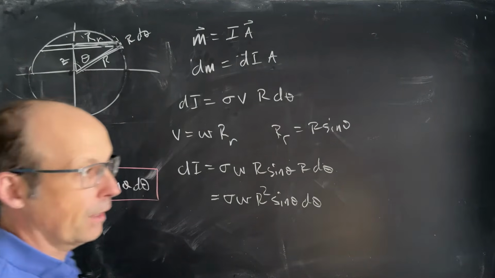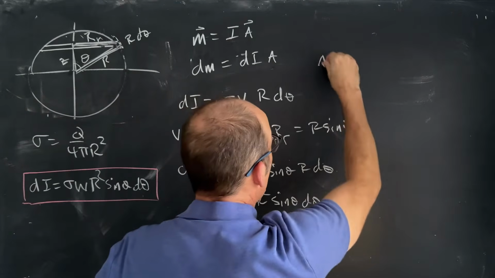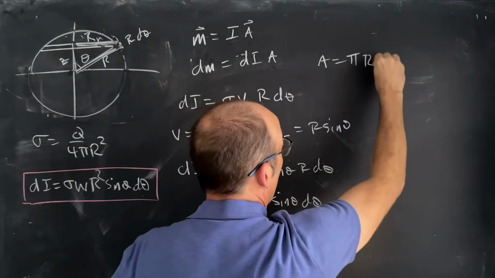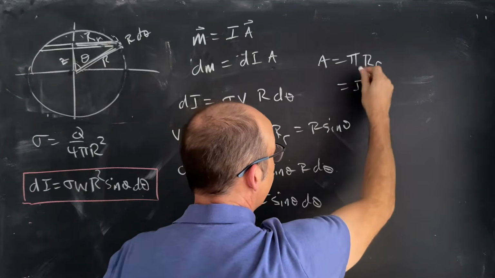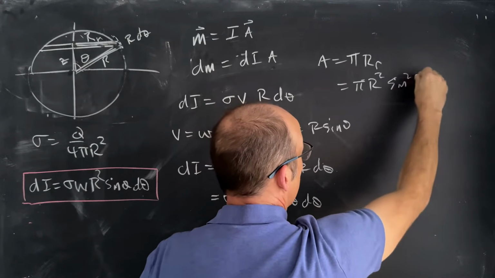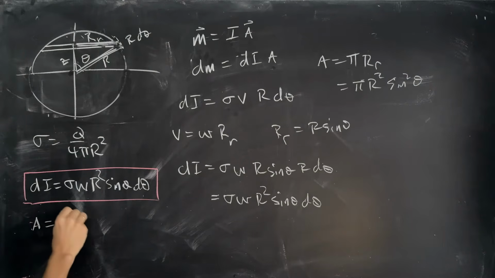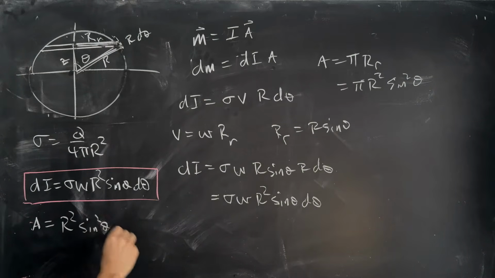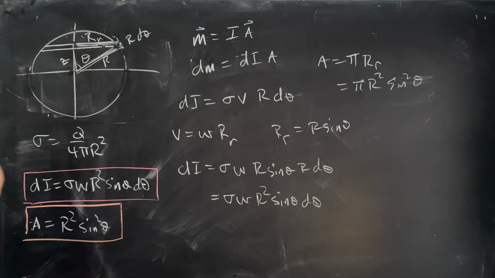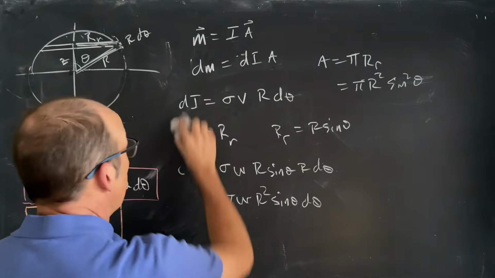Okay. Now we need to get the area. Well, that's not too hard, right? So the area is just going to be pi times the radius of each ring squared, which is r squared sine squared theta. So A is pi r squared sine squared theta. I'll put a box around that one. Look, it's going to be in a different color. See, I bought these colored chalks. Now I know dm, and I can integrate to find the whole m. That's what we're going to do.